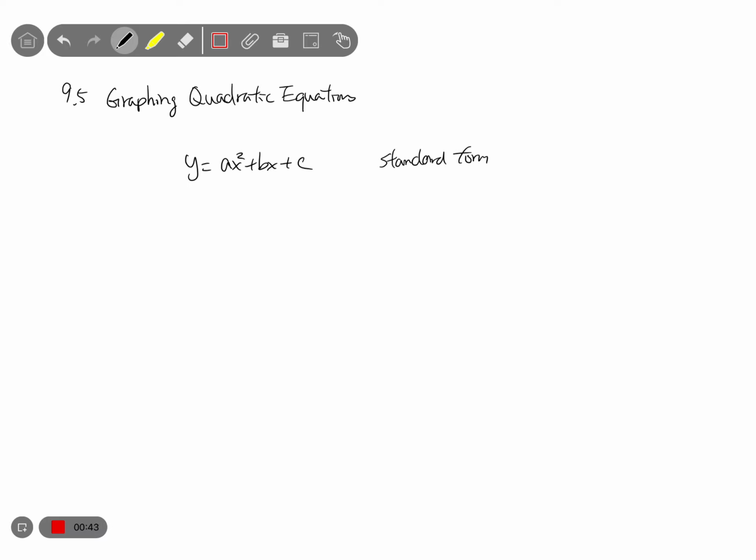The other form we need to talk about is the vertex form. Now, the vertex form looks like this. It looks like y equals a times (x minus h) quantity squared plus k, where h and k is the vertex. Okay. So these are the two formats that we're going to spend a little bit of time on. Again, the standard form you should know pretty well, at least what it looks like. And the vertex form is slightly different, and we will talk a little bit about that as well.